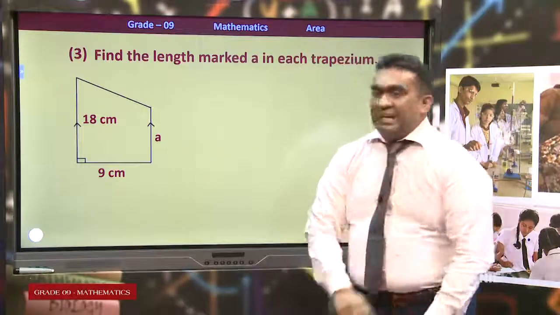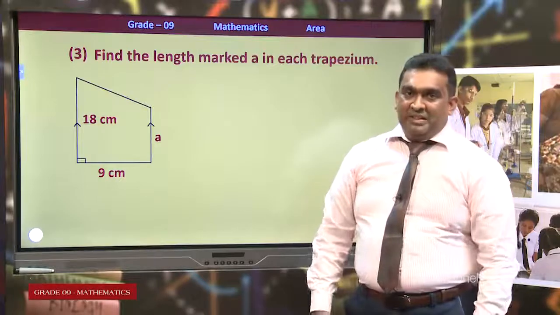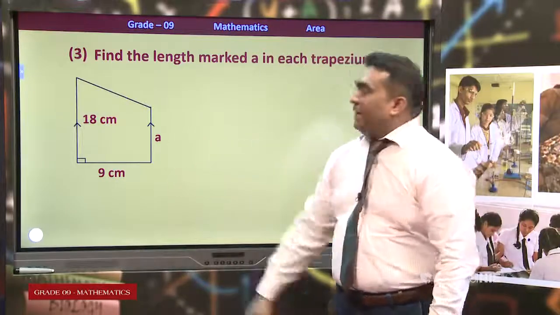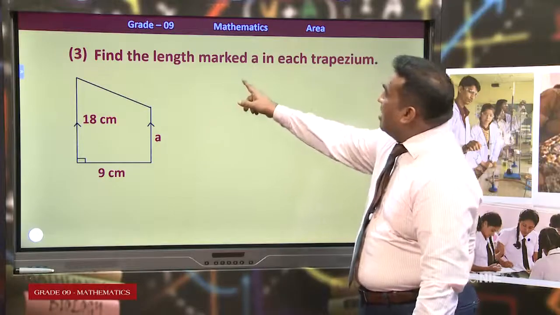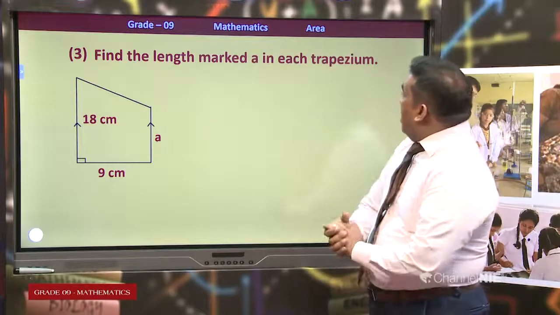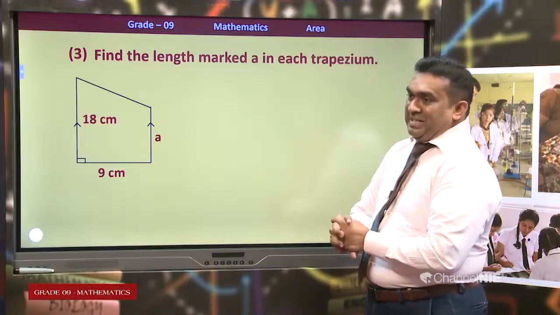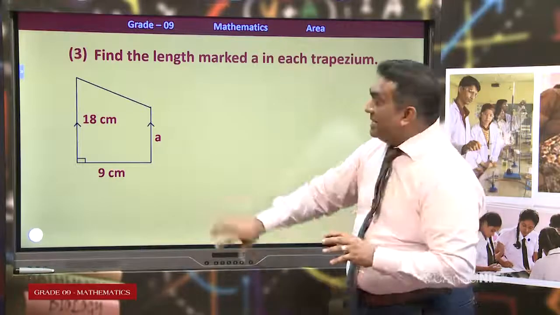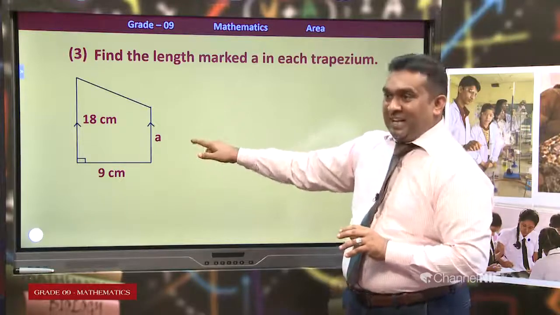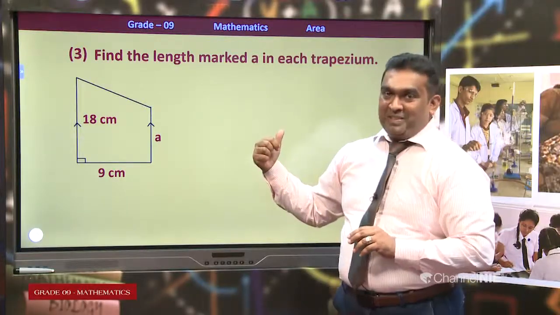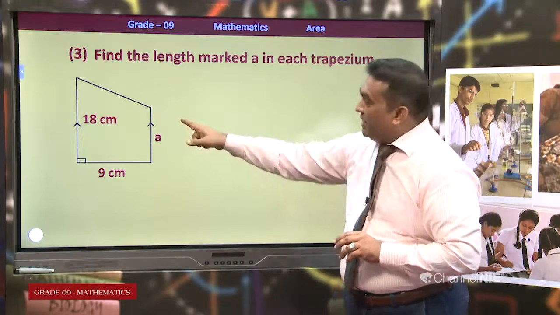Next question, you can see a pair of parallel lines, the length of this smaller parallel line is simply a, that is the variable. Then we want to find out this value of a, right? Find the length marked a in each trapezium, because we are going to consider trapeziums. This is your first one. There is another trapezium after that. You consider the first one.